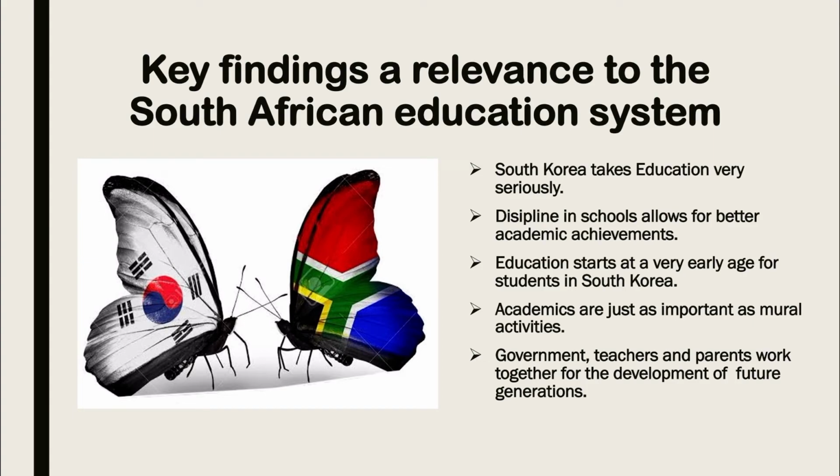Education starts at a very young age. Students start learning a second language at the tender ages of 4 to 5 years old. Students are already speaking, writing, and reading in a foreign language at the age of 6. Academics are just as important as extramural activities, for example learning an instrument or getting into sport.